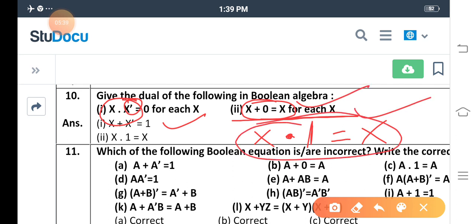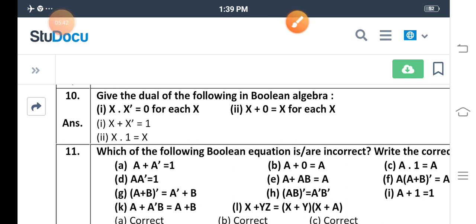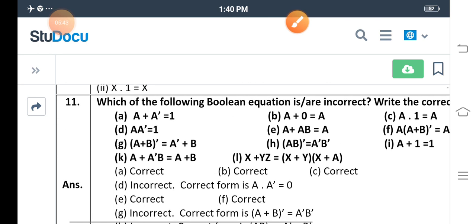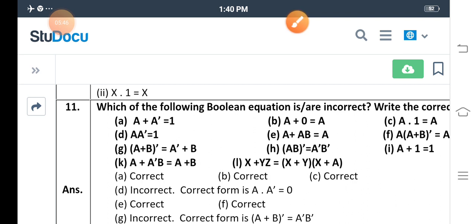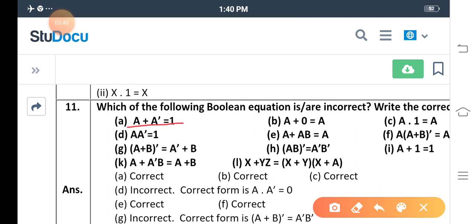This is also verified. Now next, here you need to find out which is correct or incorrect. Now, A plus A bar is 1, is that correct? Yes, this is the complementary law. If I say A plus 0 is A, yes, correct. Which law is this? Properties of zeros. In this way, A dot 1 is A, this is also correct and it is the property of 1.